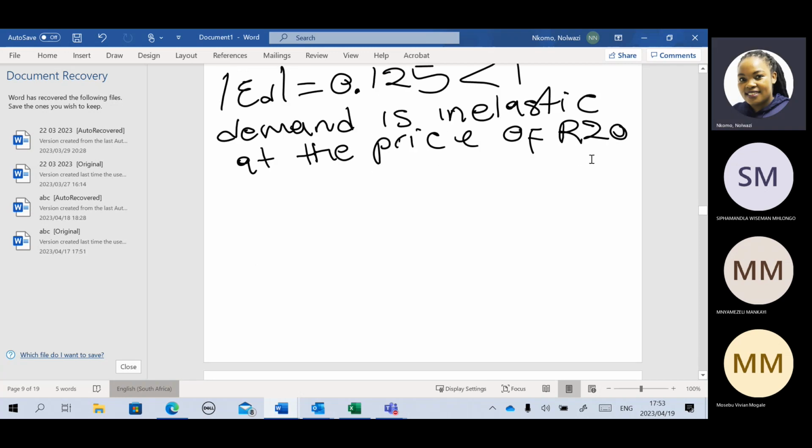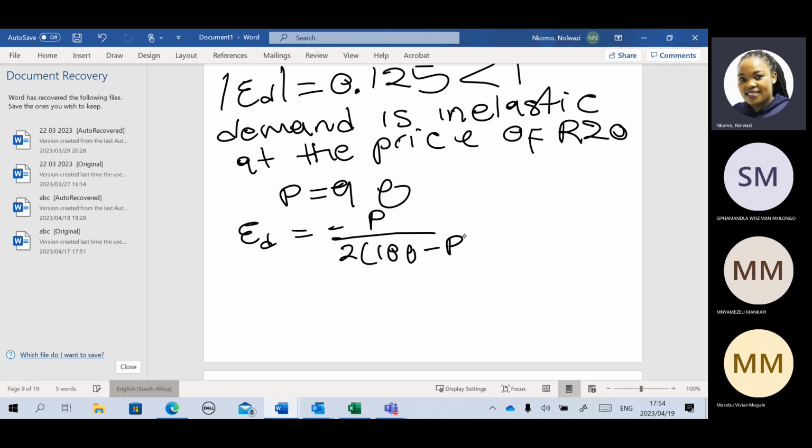Remember, we are asked to find the elasticity of demand at 3 points. The next point is when P equals 90, right? We'll go back to our elasticity of demand function, which is minus P over 2 into (100 minus P). Okay, we just substitute now.